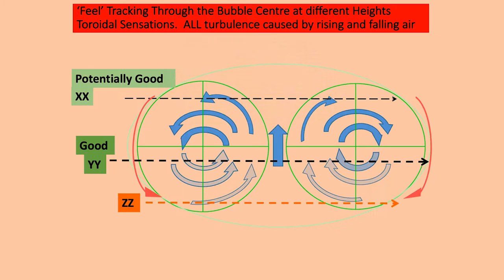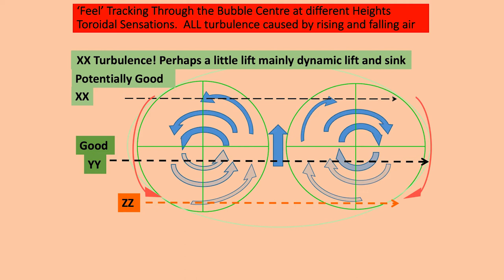Feel then, tracking through the bubble centre at different heights, we get toroidal sensations. All turbulence is caused by rising and falling air. So at the top then, it's potentially good. We'll get some turbulence, perhaps a little lift, mainly dynamic, and some sink. It's potentially good.